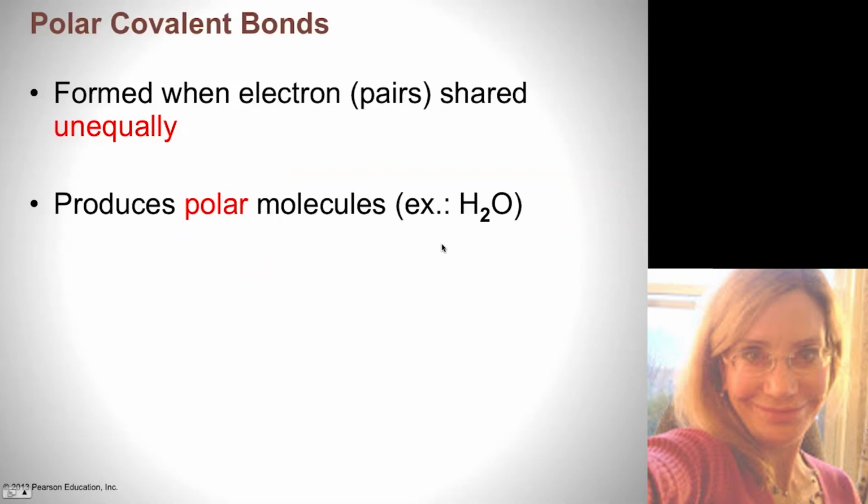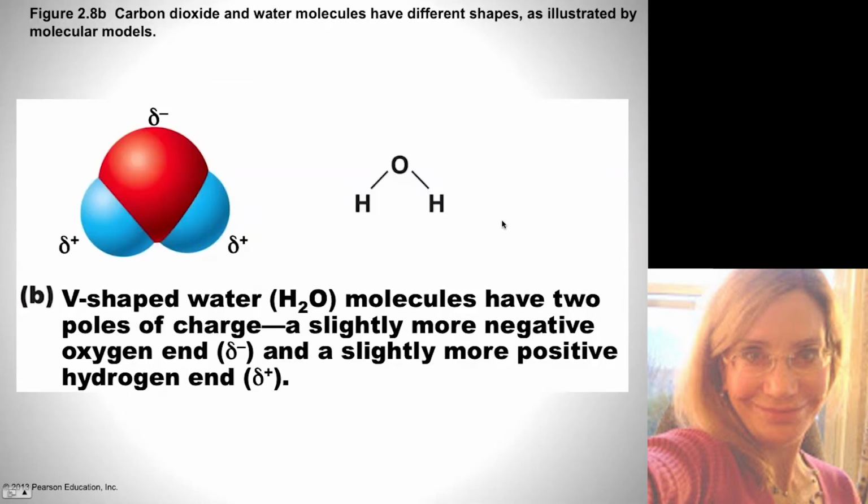Now, polar covalent bonds are an entirely different story. They are sharing pairs of electrons, but these molecules are formed when the electron pairs are shared unequally. So it produces a polar molecule. That means one side of the molecule will have a positive charge to it, and the other side will have a negative charge to it. And the example is H2O, water. And you can see how it's kind of bent. So you can see this V-shaped water molecule.